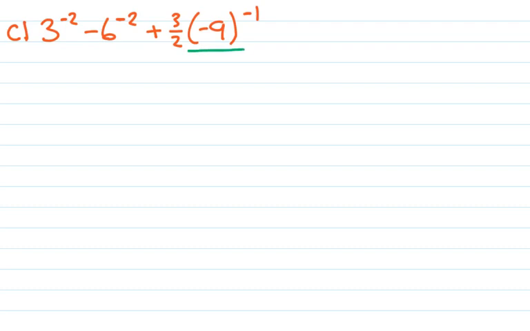All right, C. 3 to the power of negative 2 minus 6 to the power of negative 2 plus 3 over 2 times negative 9 to the power of negative 1. So in this situation, only that negative 9 is to that power of negative 1 because there aren't brackets around the 3 squared, or the 3 over 2 there.